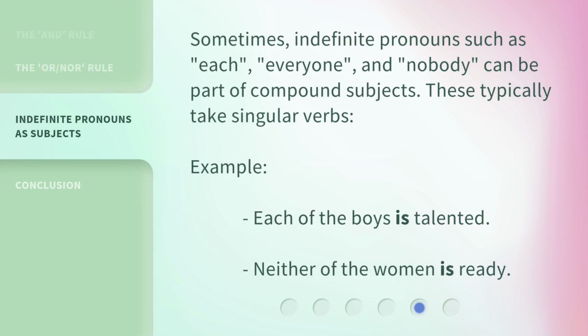Sometimes, indefinite pronouns such as each, everyone, and nobody can be part of compound subjects. These typically take singular verbs. Example: each of the boys is talented. Neither of the women is ready.